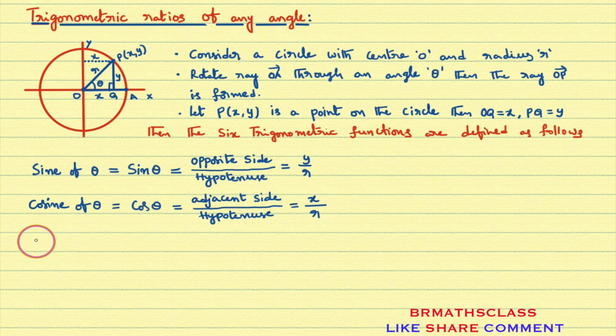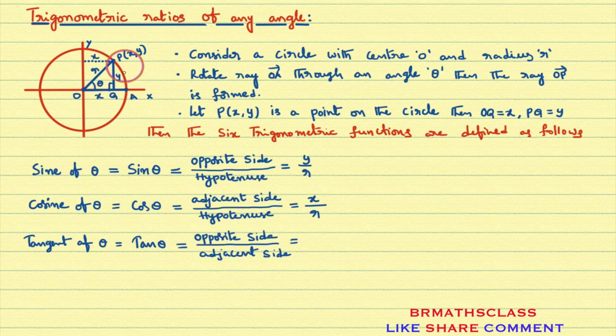Now, the next trigonometric function, tangent of an angle theta. Tangent of an angle theta is denoted by tan theta, and it is defined as opposite side by adjacent side. Observe in this diagram, opposite to theta is y.